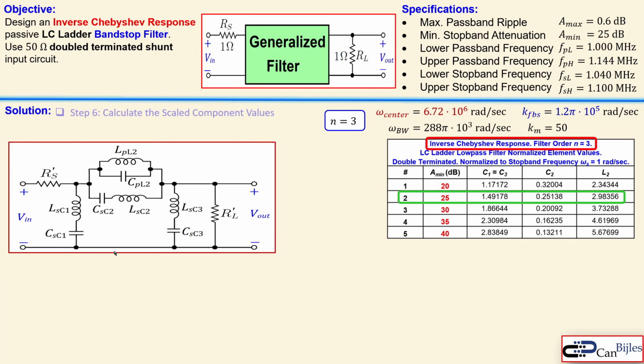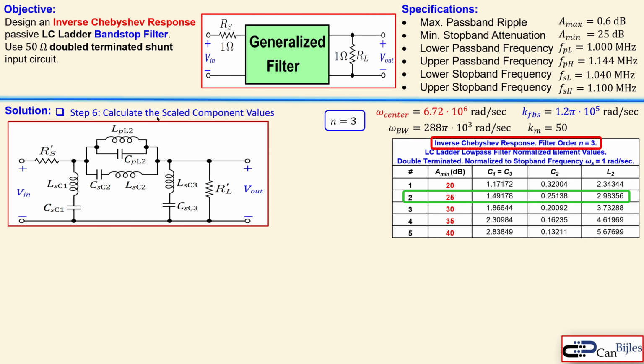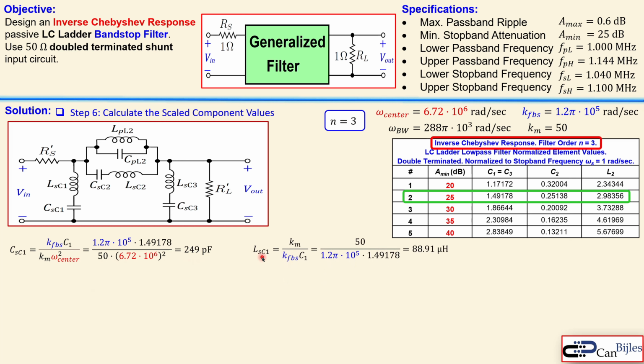So let's move towards that. For the calculation of the scaled component values, we need the formulas, and this is the first formula, which is the component here. You see that we also need the KFBS, our frequency scaling factor, and omega center, and also the value C1 from the table, which is here 1.49178. That will give us 249 picofarads. Again, the Km is here 50. Now, the inductor is also calculated using this formula. That will give us 88.91 microhenries.